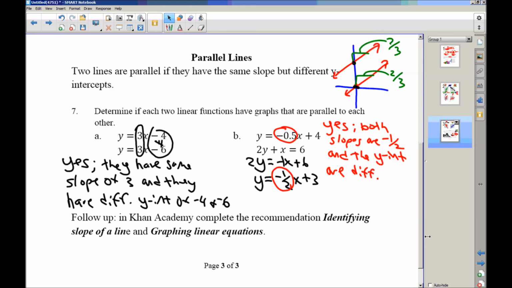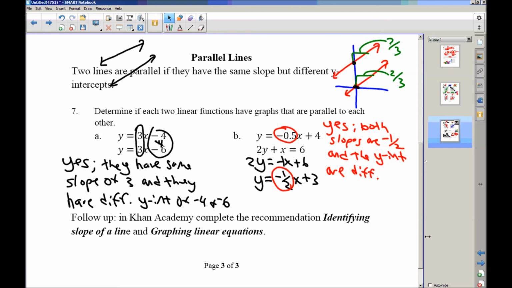Okay? Now what happens if the slopes are the same but the y-intercepts are also the same? Well, those aren't parallel lines, they're the same exact line. It's going to go right on top of each other. Okay? So parallel lines must have different y-intercepts. Now, if the slopes are not the same, they're always going to cross somewhere. So any two lines with even slightly different slopes are going to cross. These two lines have different slope, but some point way off our grid here, they'll cross.